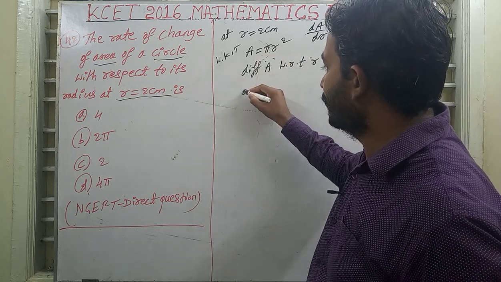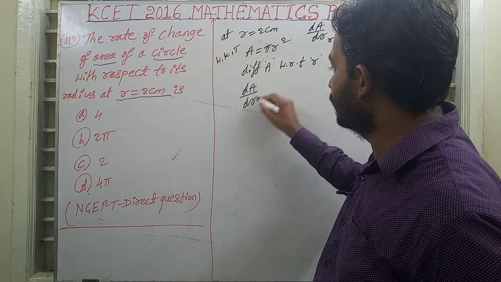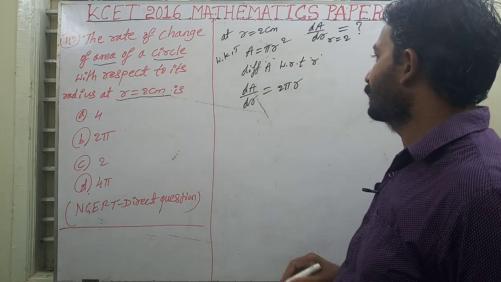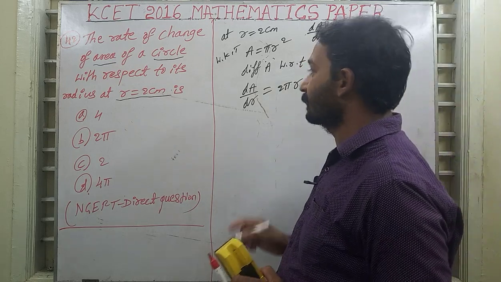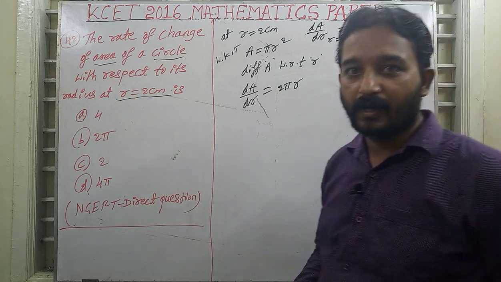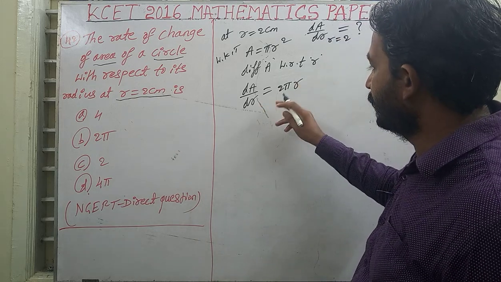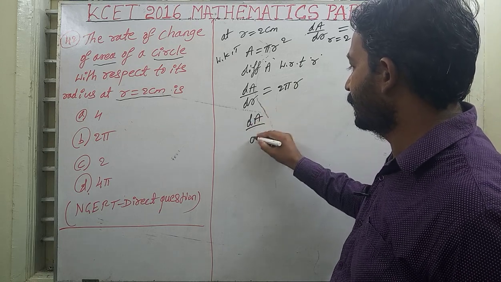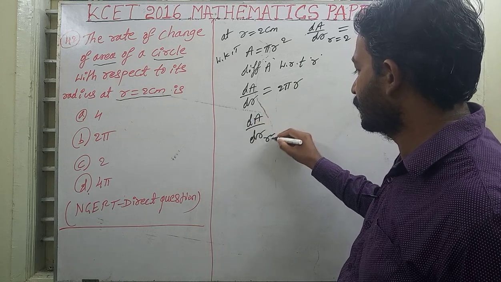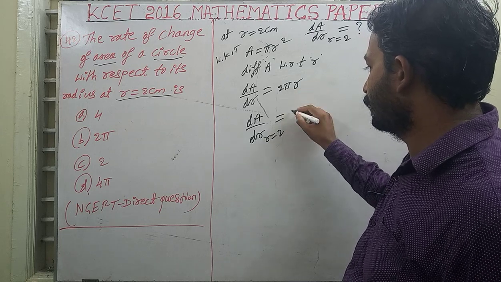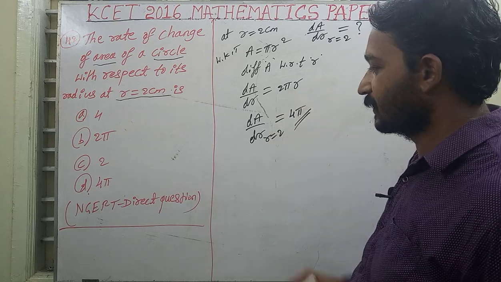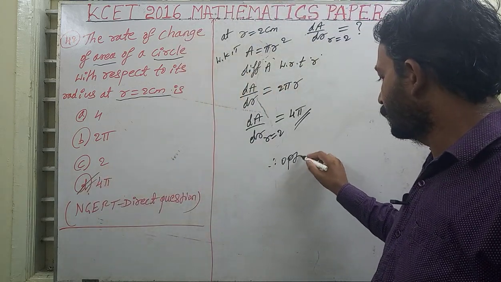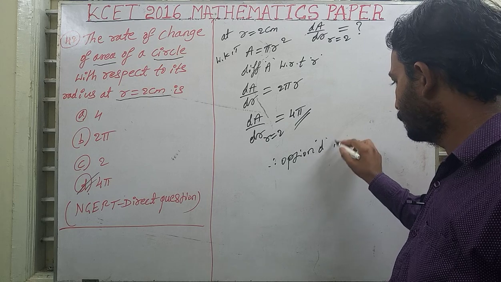Now the left hand side becomes dA by dr is equal to 2 pi r, because we differentiate A with respect to r in this case. So dA by dr is equal to 2 pi r. Put r is equal to 2. We have to find dA by dr at r is equal to 2. 2 2s are 4 pi. So 4 pi is the good answer. Option D is correct. Therefore option D is the good answer.